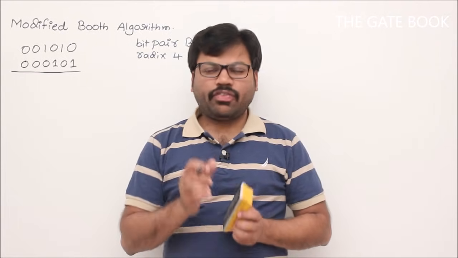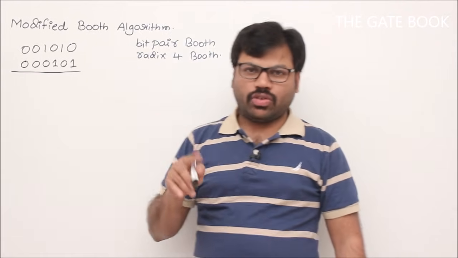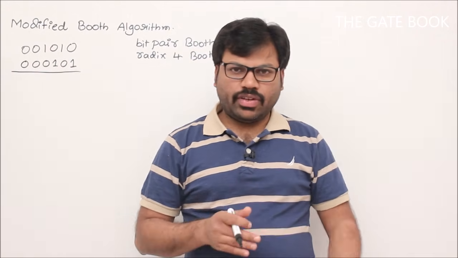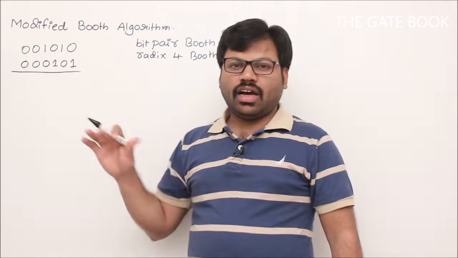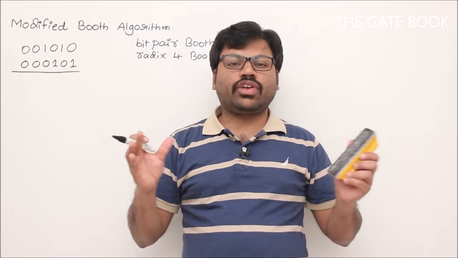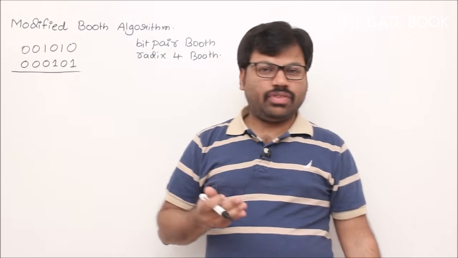Let us discuss the modified Booth algorithm, also known as the bit pair encoding algorithm, also known as the radix 4 Booth algorithm. All are the same. What does it mean? We will see. The main advantage of this modified Booth algorithm is that we are going to reduce the multiplier bits. Okay, how it will be done, we will see.